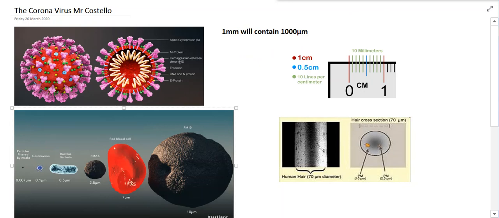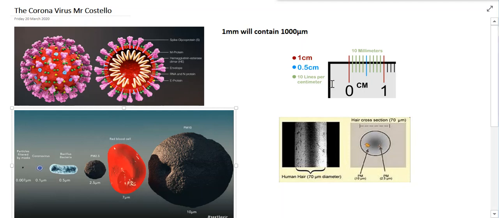Now, what we're looking at here is a model, if you like, of the coronavirus. I'm going to talk over the next couple of lessons about the structure and what coronaviruses are made of and how they reproduce and how they live and all of that type of thing. But for now, I just want to focus on the actual size of the coronavirus, to give you an idea of how small viruses actually are, yet how important they are. And it'll also bring in some of the concepts of measurement as well.